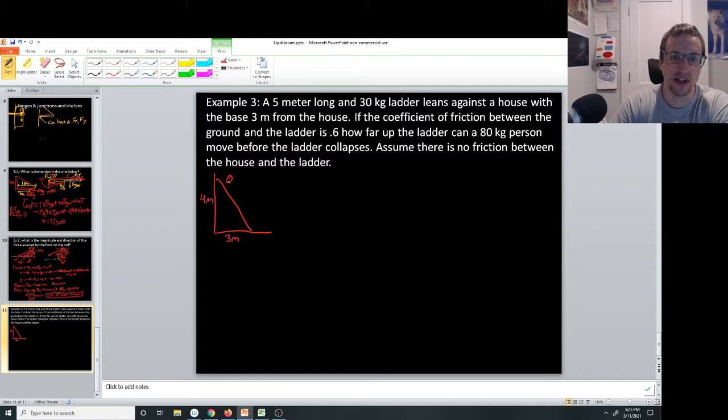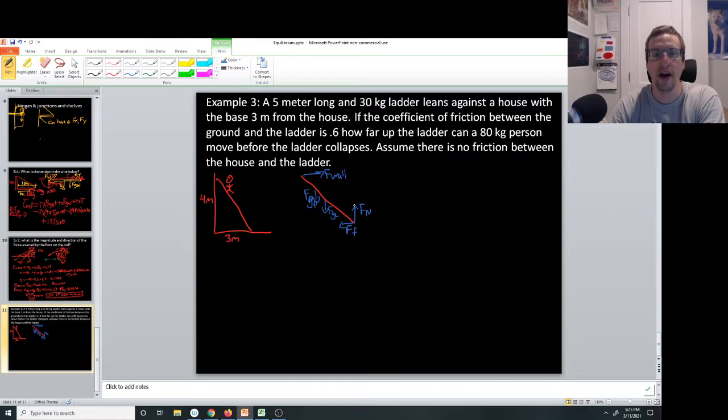And we got some person here, and they get up high enough up this ramp that this is going to start to slide. So let's look at the forces on the ladder. We've got the force of the wall, and the force of the person, FG person. We got the force of the ladder, FG ladder. We've got the normal force from the ground, and the force of friction from the ground.